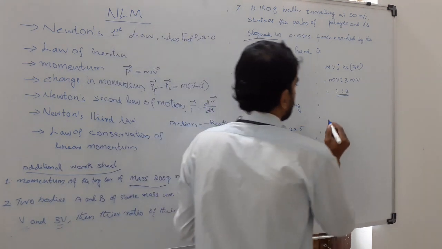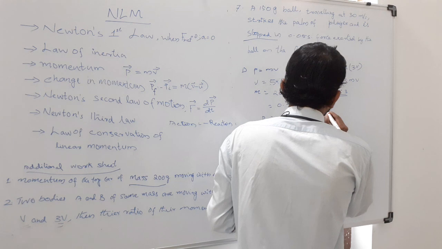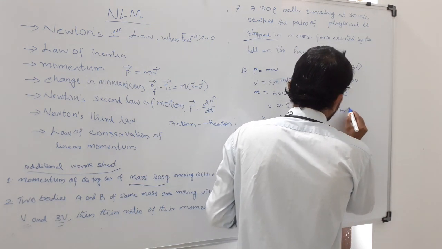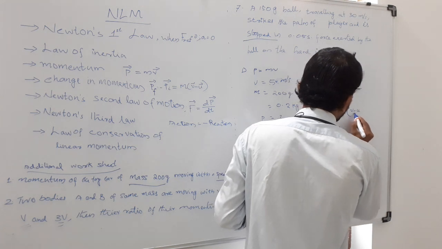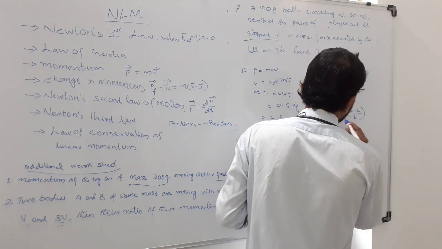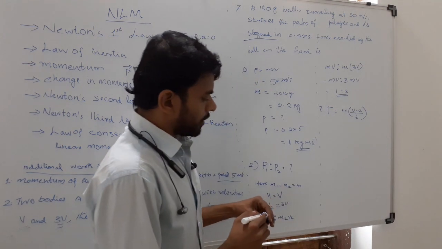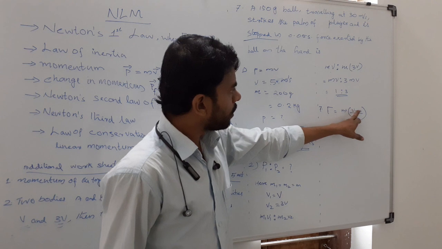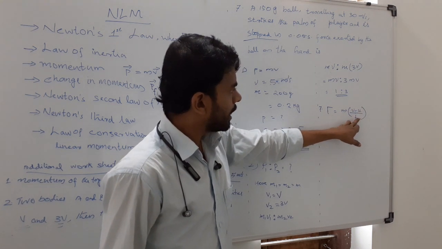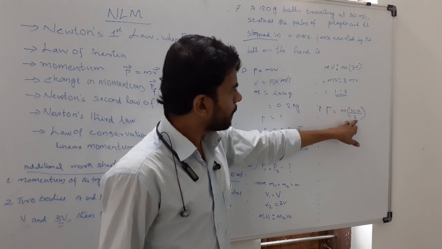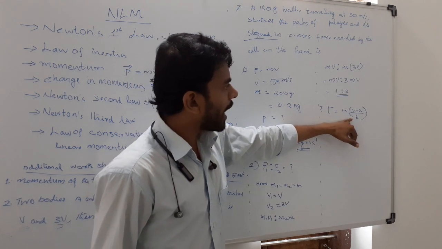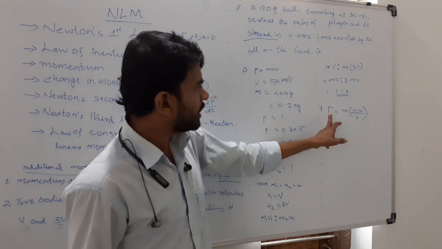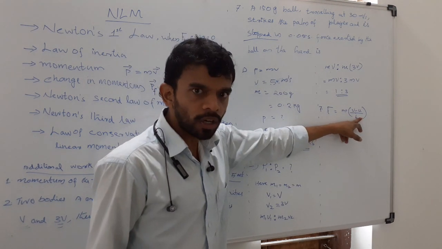So we are taking 7th question. Answer we are taking F is equal to m into v minus u by t. See, this is a force. Initial velocity of ball, final velocity of the ball, time taken to change the velocities. So this is a force acting on the ball. Force acted on the ball. So here F is nothing but force acted on the ball.